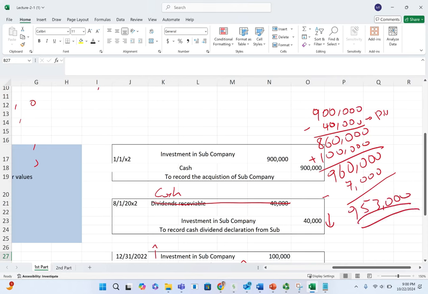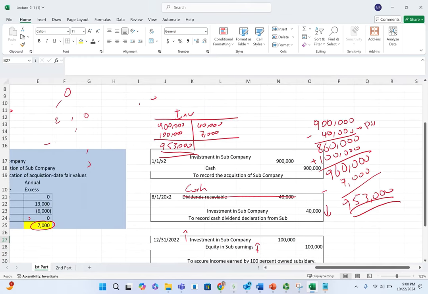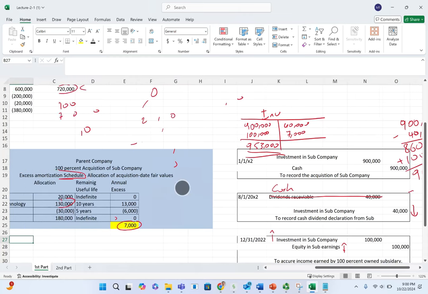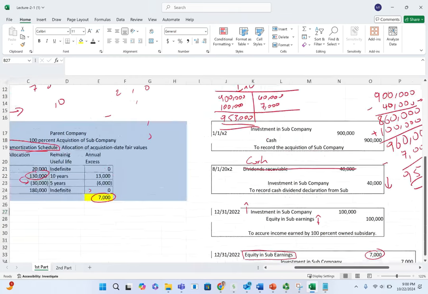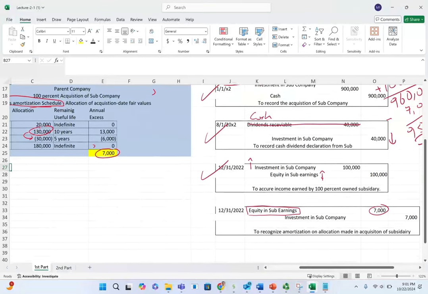So throughout the year, we keep track of the investment account. And basically, this is a T account. This is the investment account. It started at 900,000. We declared a dividend. We got the income. Then we did the excess amortization. The ending balance is 953,000. This is the investment account. So you're going to see this in part two on the second slide, but this is what we have to do throughout the year: when we purchase the investment, get the dividend, record the income, and record the excess amortization.